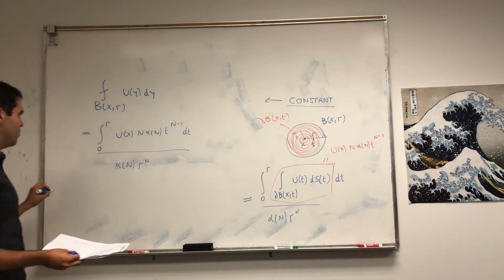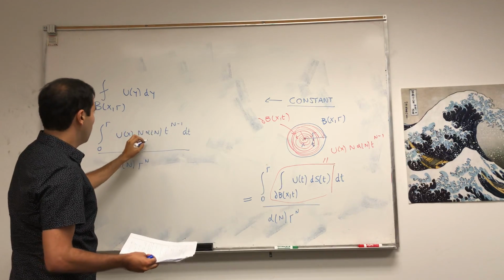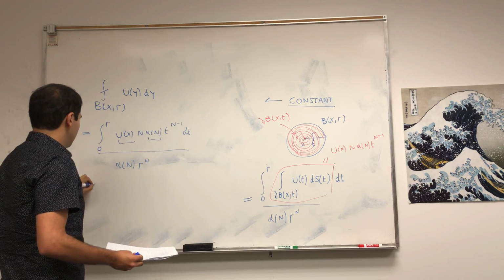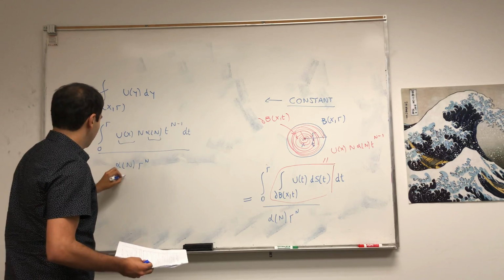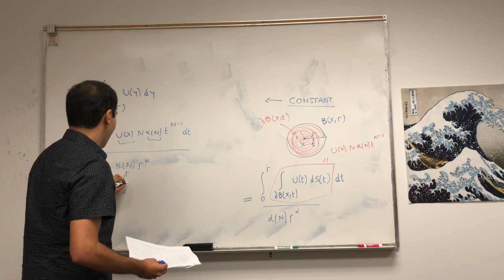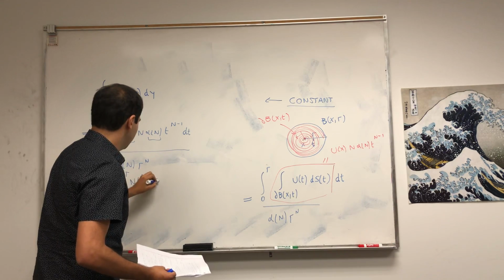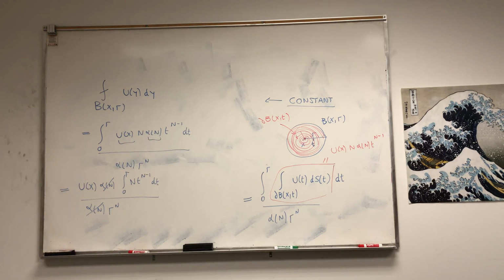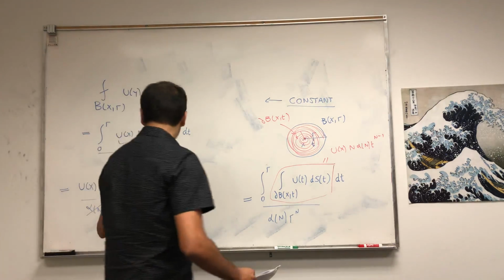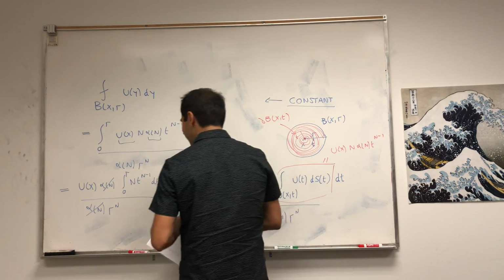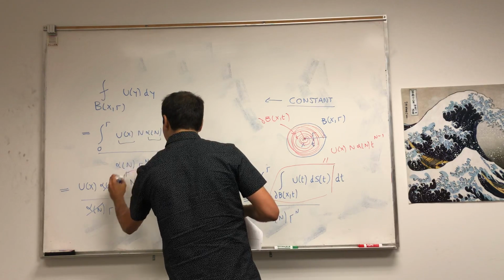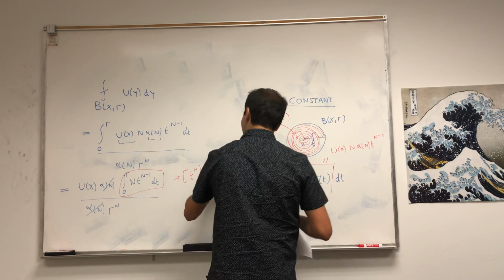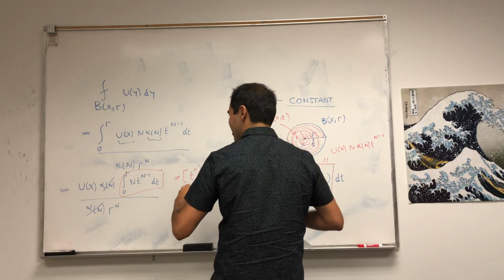And this looks like a lot of gibberish, but notice most of the terms come out, in fact all the terms except t to the n minus 1, and so we get u of x alpha n integral from 0 to r n t to the n minus 1 dt over alpha n r to the n. The alphas just come out. And this integral is just a simple single variable integral. An antiderivative is t to the n, and you do it from 0 to r, so you're left with r to the n minus 0 to the n, which is r to the n.